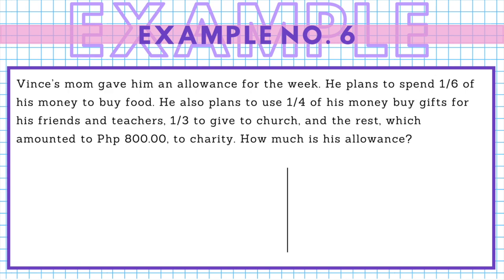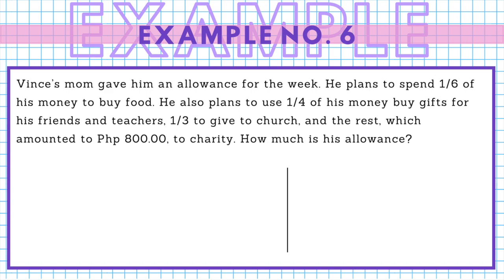Now he plans to spend 1/6 of his money to buy food. He also plans to use 1/4 of his money to buy gifts for his friends and teachers, 1/3 to give to church, and the rest, which amounted to 800, to charity. How much is his allowance? As you can see in the given, almost all of the numerical values are in fractions except for one. Only the money given to charity has a monetary value, while the rest are fractions.